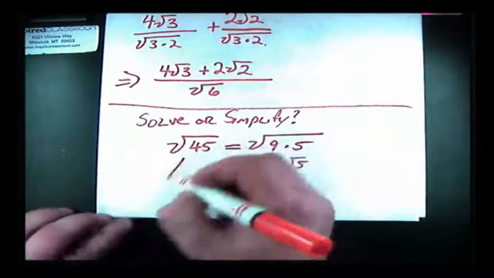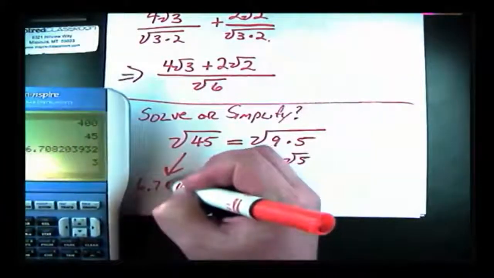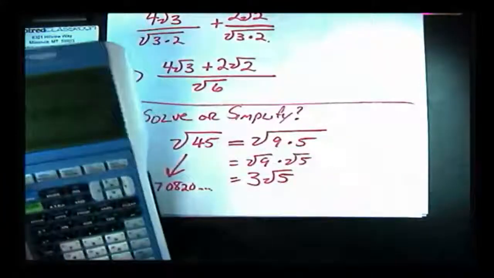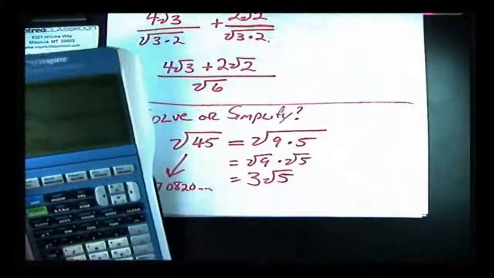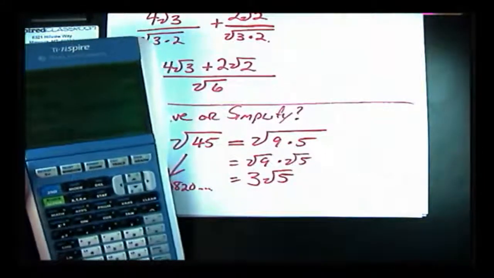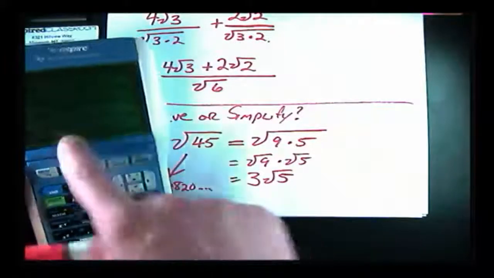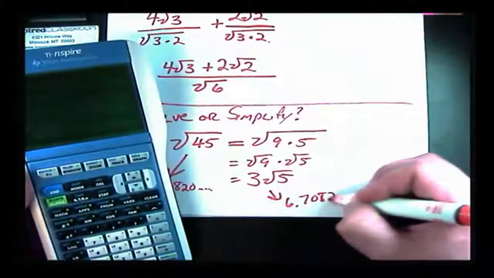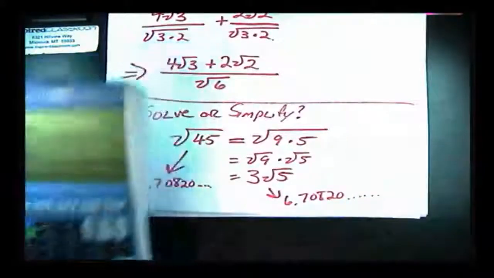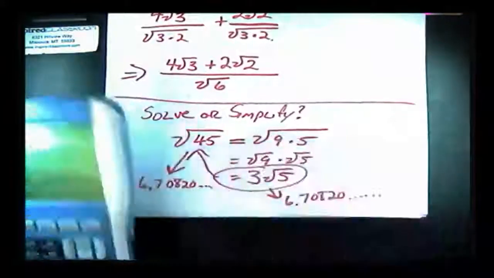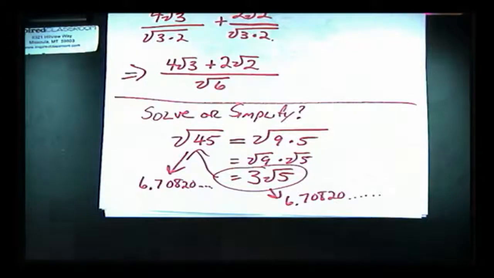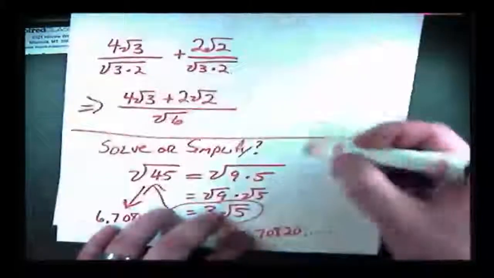So notice that this number, when I put it in my calculator, was 6.70820... keeps going. And if I type 3 times the square root of 5 into my calculator, if I did this correctly, it should be the same number. Look, this guy right here is also 6.70820... going on forever. So this is the simplified form of root 45. 3 root 5 is equal to the root of 45. Keep in mind you can do this over division.